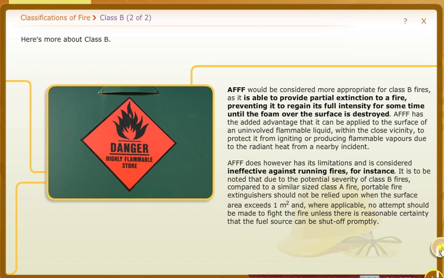It is to be noted that due to the potential severity of Class B fires compared to a similar-sized Class A fire, portable fire extinguishers should not be relied upon when the surface area exceeds 1 meter square. And, where applicable, no attempt should be made to fight the fire unless there is reasonable certainty that the fuel source can be shut off promptly.